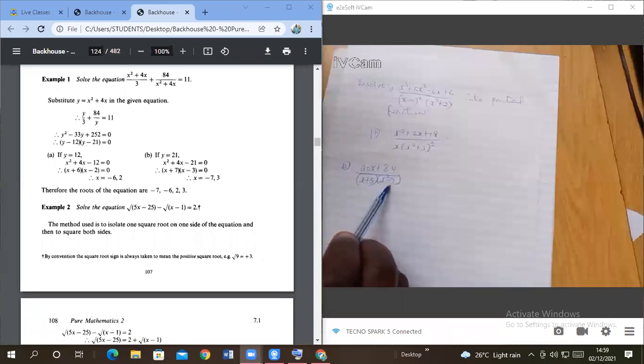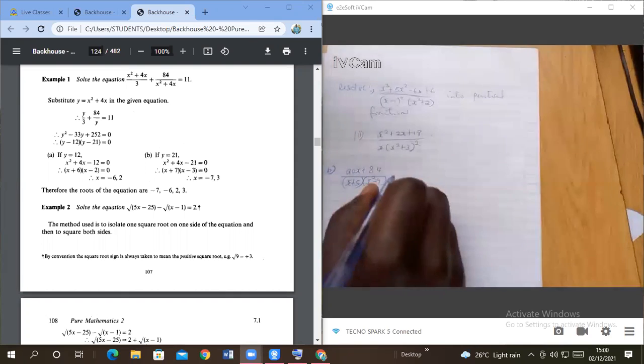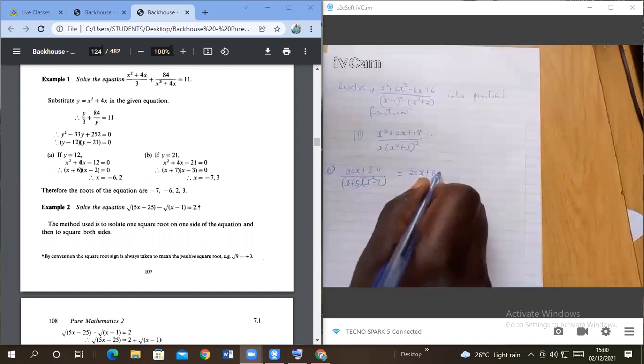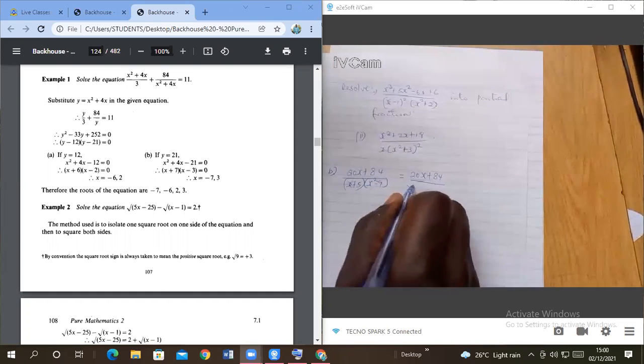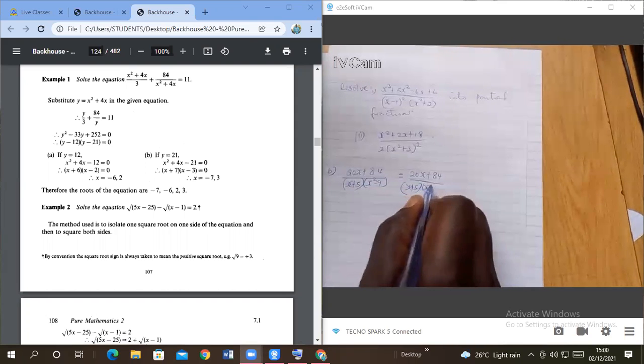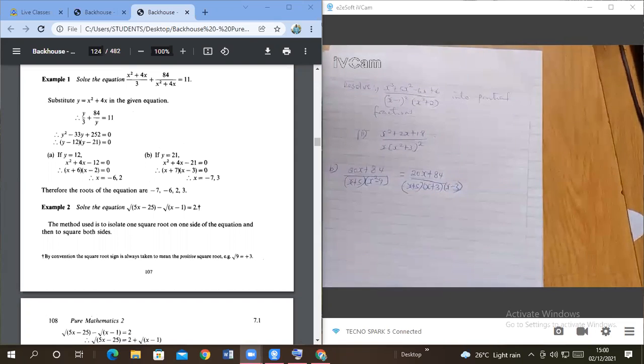Many of you are tempted to think that this is quadratic. Yes, it is quadratic, but it can be factorized. So before you consider a denominator to be quadratic, you should confirm that it is infactorizable, meaning that it cannot be factorized. Therefore, we express this as 20x plus 84 over x plus 5, x squared minus 9 being a difference of 2 squares, which can be written as x plus 3 into x minus 3. Is that understood?